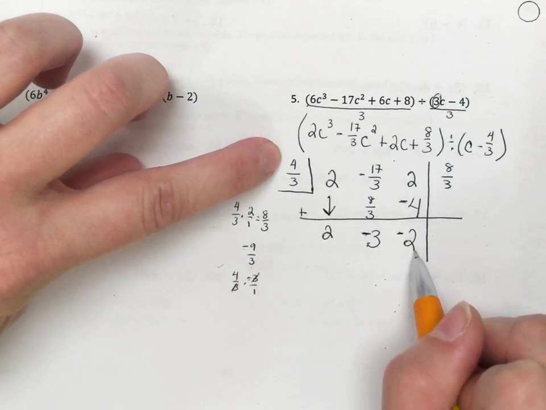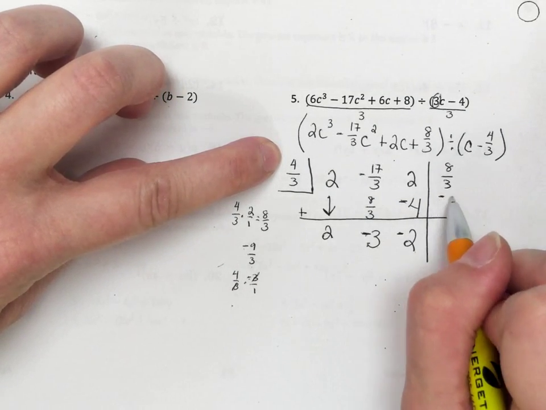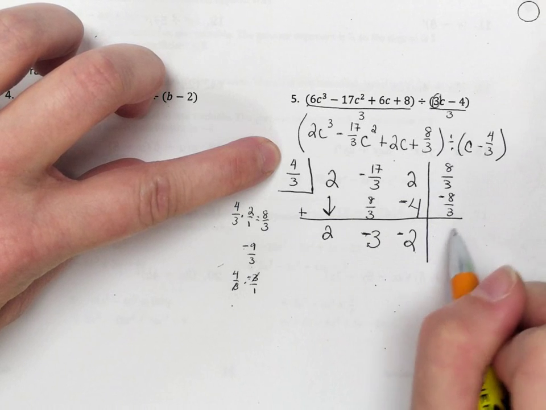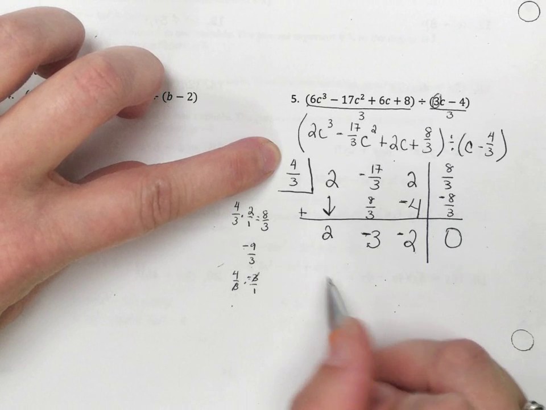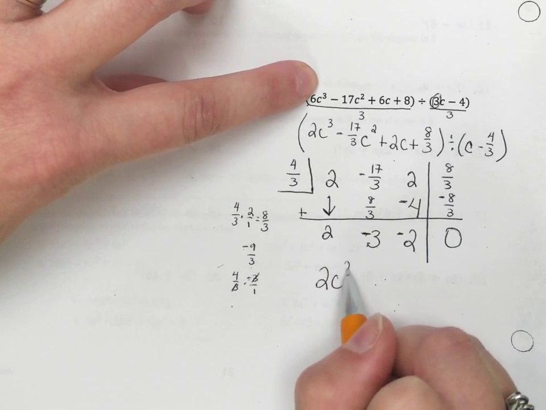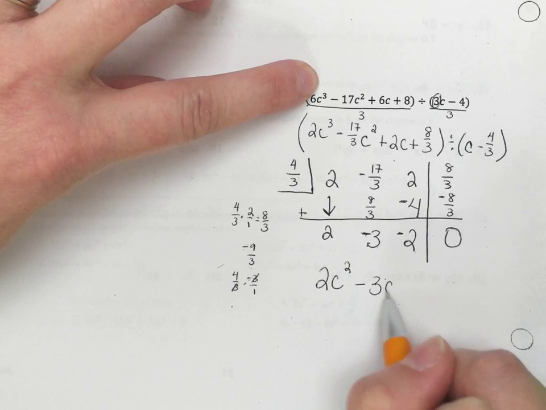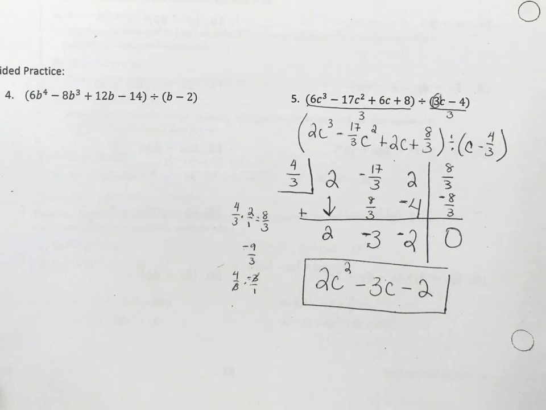Multiply these. You get negative 8 over 3. That's right. So it cancels out. Oh my gosh, I don't have any remainder. This is easy, right? All right. So 1 less than a cube is 2c squared minus 3c minus 2. And I'm done because I don't have a remainder. Y'all always pick the scariest ones that end up being the easiest problems.